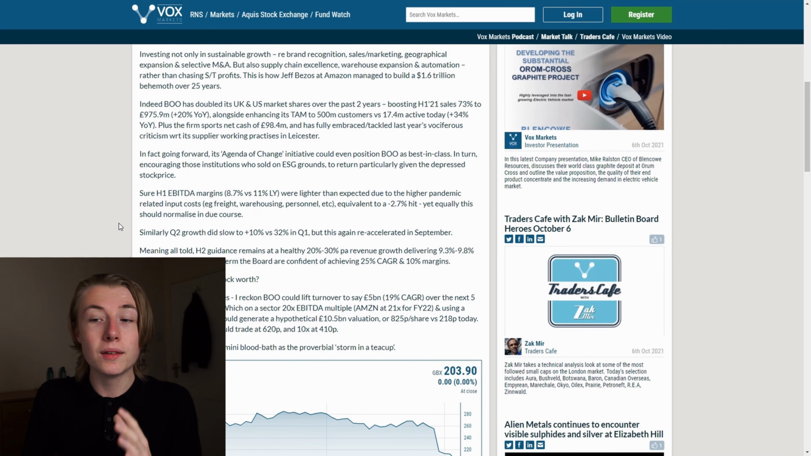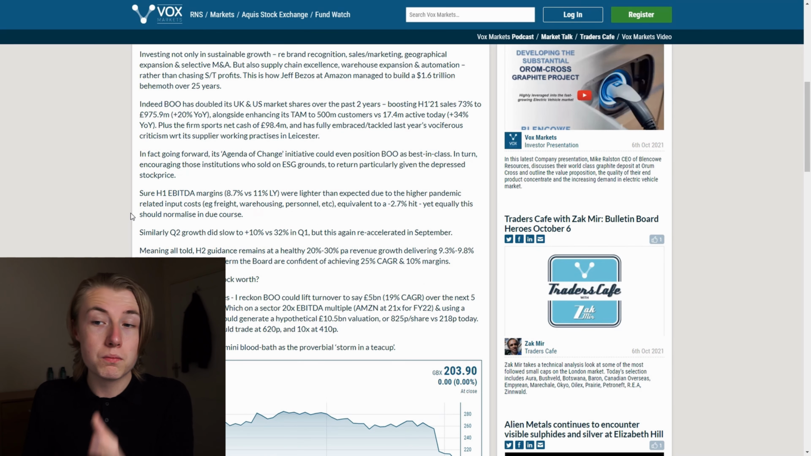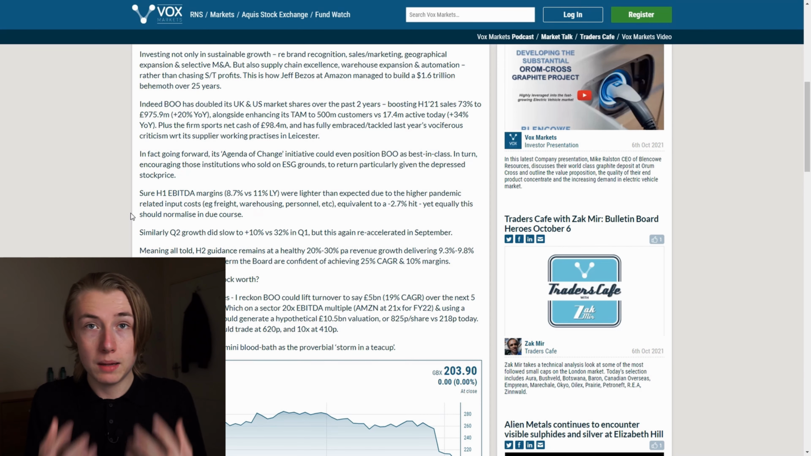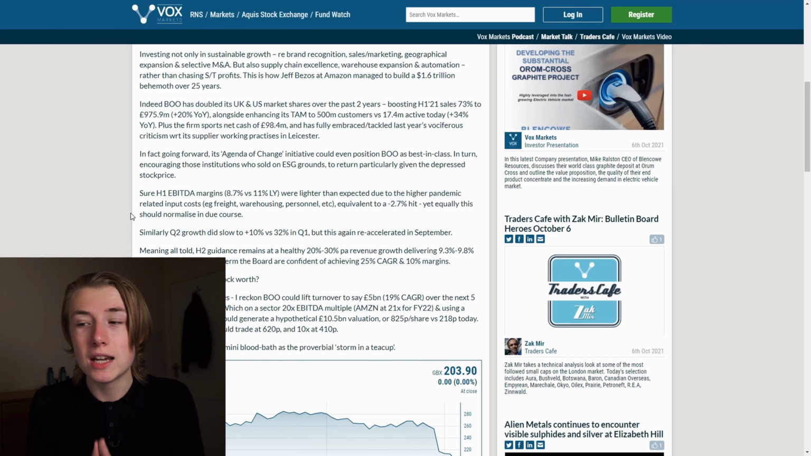And at the moment, with these calculations, this is very interesting. They recommend H2 guidance remaining at 20 to 30% per annum revenue growth. And this would deliver roughly 9.3 to 9.8% EBITDA margins. However, they're looking for 25% revenue CAGR, meaning each year try and grow their revenue by 25%, and 10% margins.